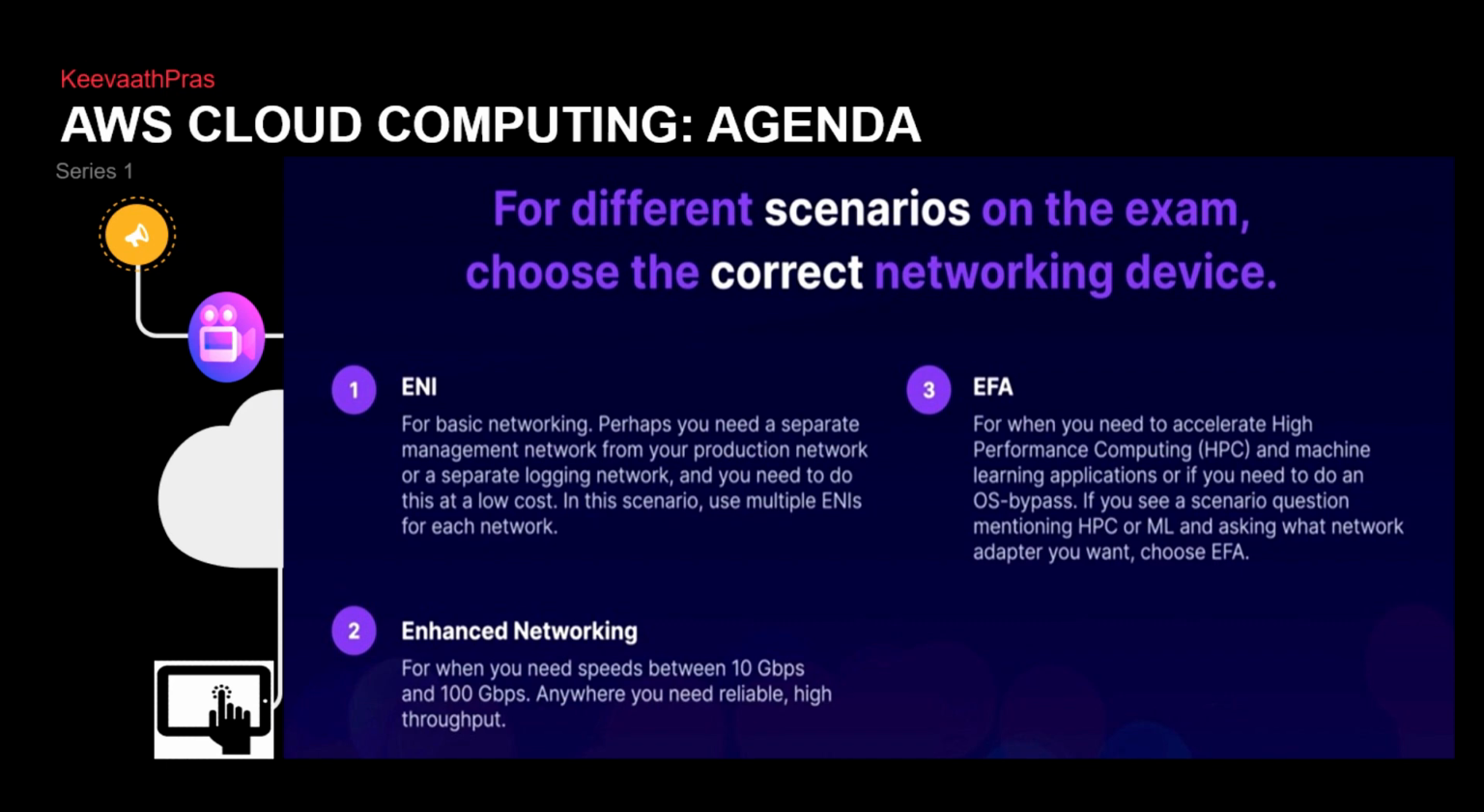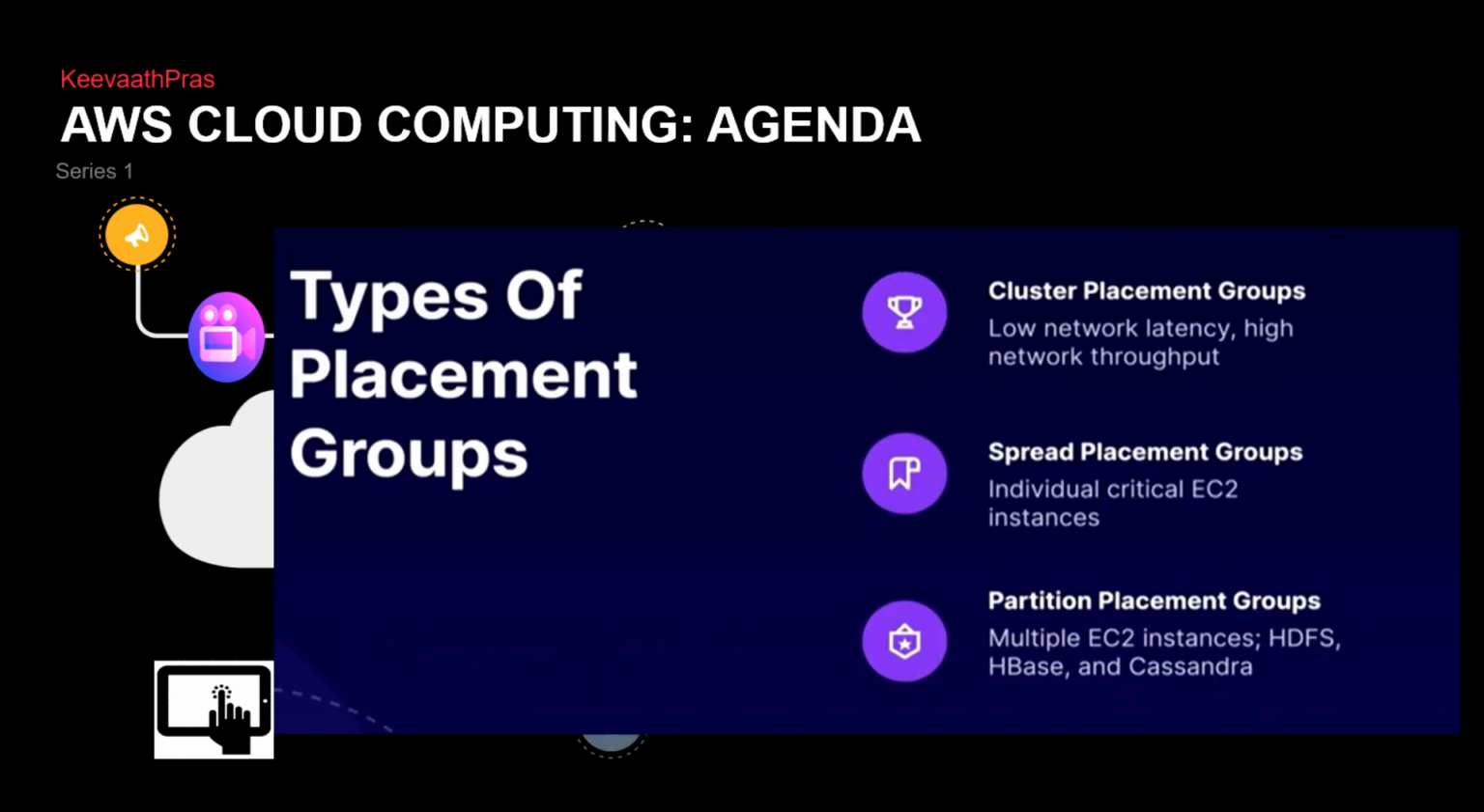Elastic enhanced networking. And we saw about the types of placement groups: spread, partition, cluster. A cluster is low network latency, high throughput. I always say like a soccer match live or a cricket match live, I can't miss a second. So that is low network latency and high network throughput. A spread is for individual critical EC2 instances. A partition is basically partitioning it. This is like HBase, Cassandra, multiple EC2 instances.